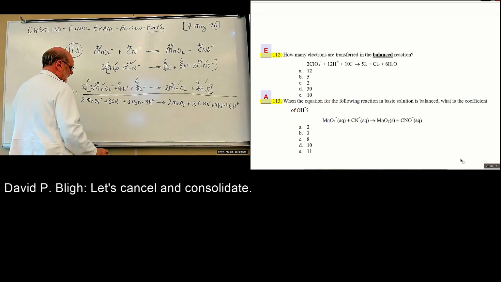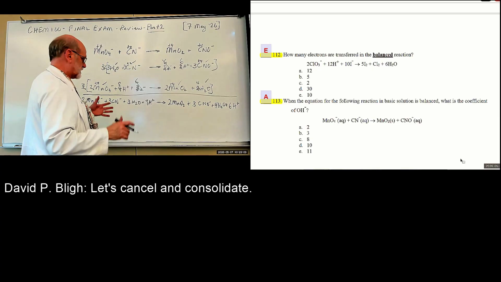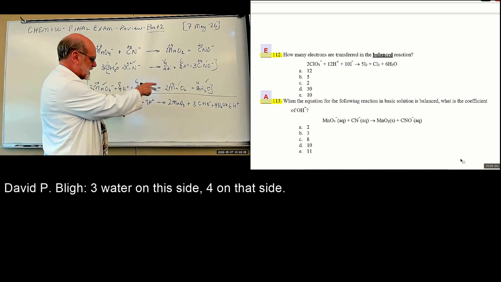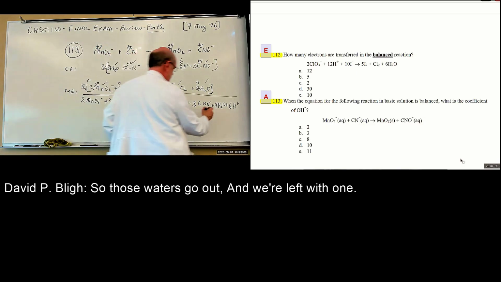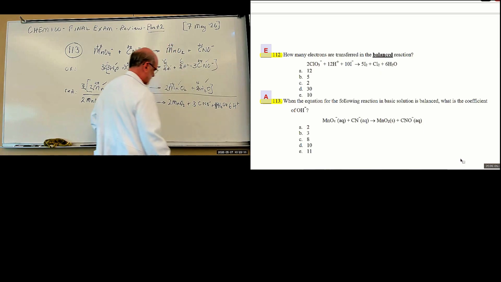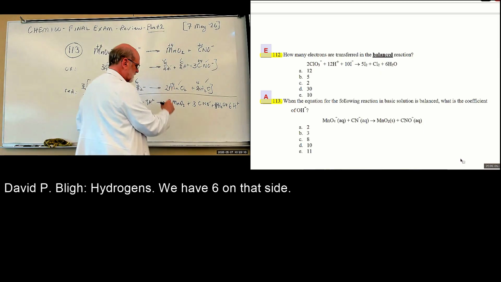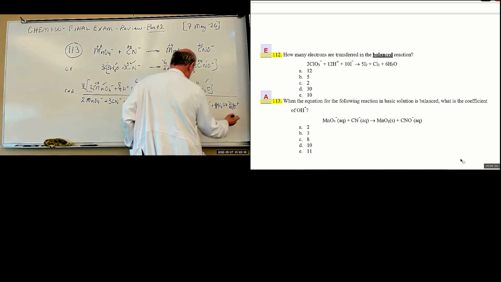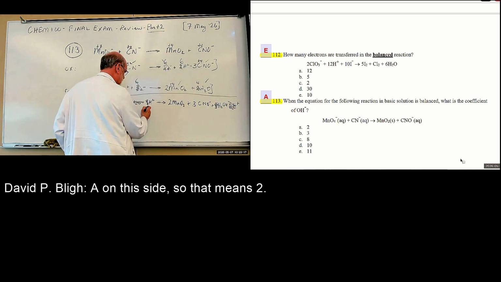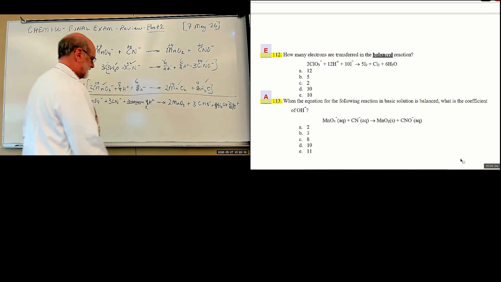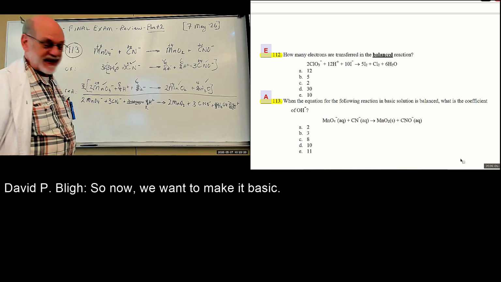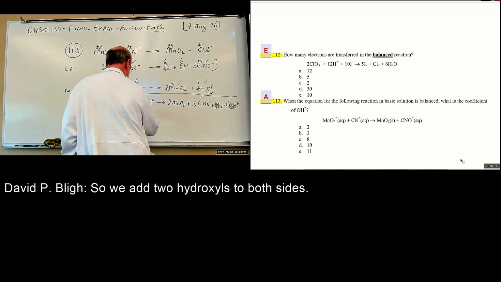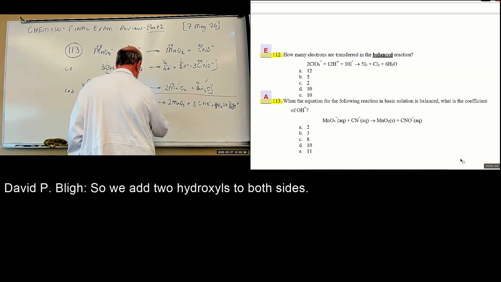Okay. Let's cancel and consolidate. 3 water on this side, 4 on that side. So those waters go out, and we're left with 1. Hydrogens, we have 6 on that side, 8 on this side, so that means 2. Okay? So now we want to make it basic. So we add 2 hydroxyls to both sides.